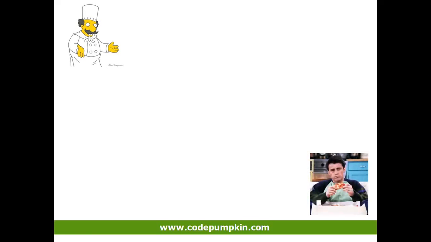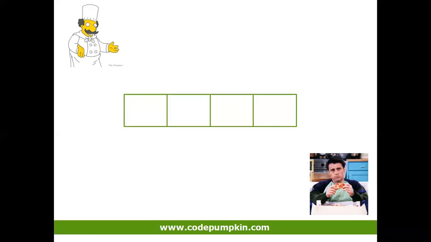Let's say in our example, producer is Mr. Simpson, whose job is to bake pizza, and consumer is Joey Tribbiani, who loves pizza. They both share common pizza counter to interact with each other. Let's understand this example stepwise.